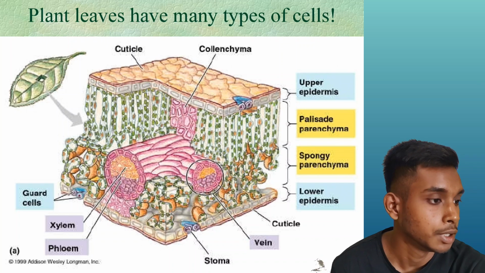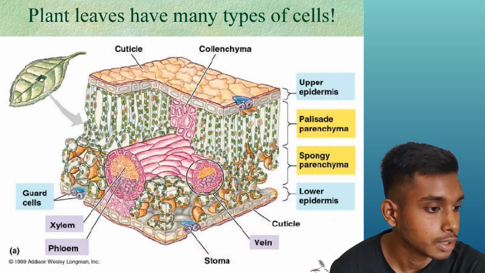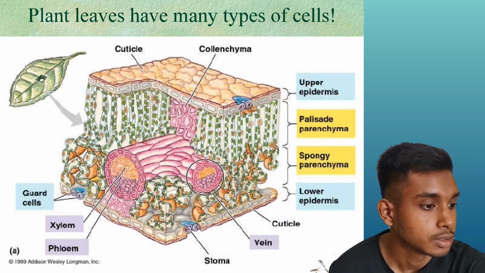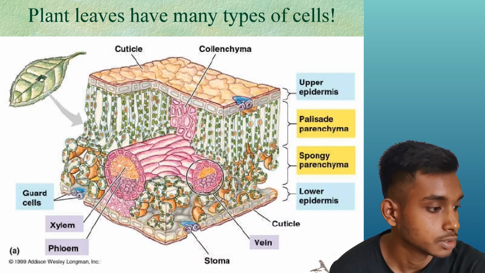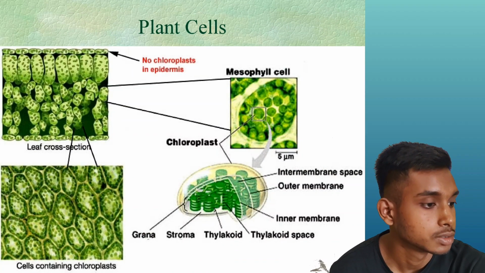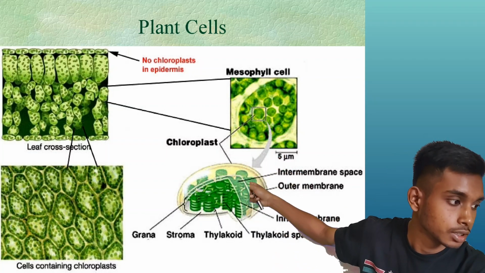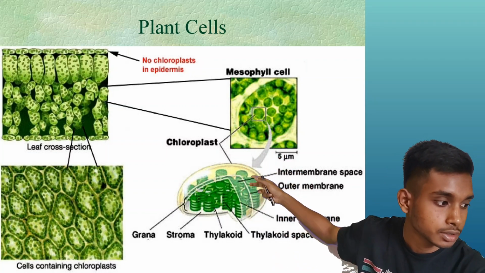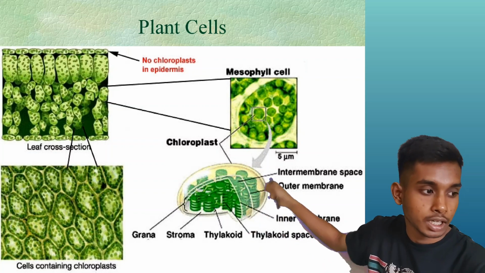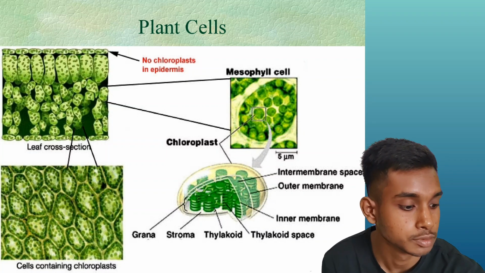Plant leaves have many types of cells: upper epidermis, lower epidermis, guard cell, xylem, stomata, plant cells. This representation is given as a leaf cross section, cell containing chloroplast and mesophyll cell. Let's move on to the next slide.